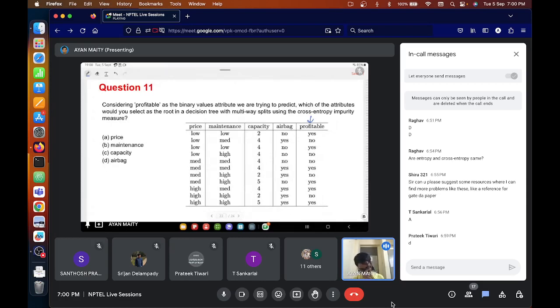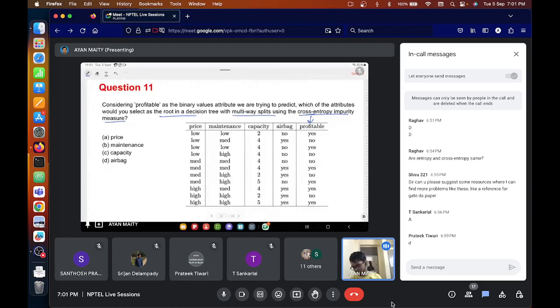So for this data set you have to find out which attribute should be chosen as the root for the decision tree with multi-way splits, because the features or attributes are categorical, like low, medium, high, and also 2, 4, 5. So more than two values are there for most of the features. So you have to use multi-way splits, not binary splits, using cross entropy impurity measure. So which feature should be selected as the root of the decision tree?